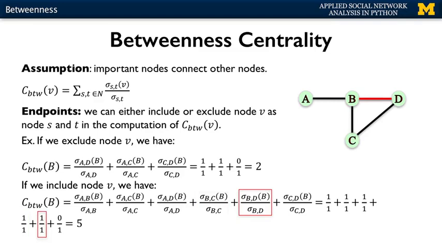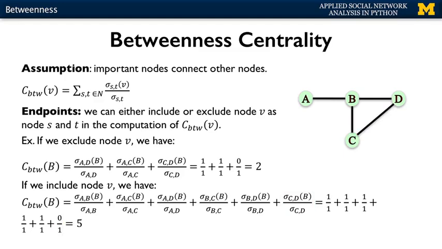BD, same story, it's one of the endpoints, so it contributes 1. And then finally, CD, again, they're connected to each other, so to get from one to the other, they don't have to pass through node B, and so that contributes 0. And so when we include node B in the computation, we find that it has a higher betweenness centrality, in this case 5.